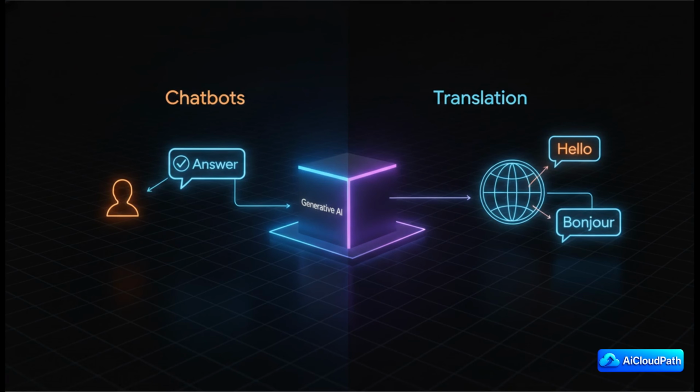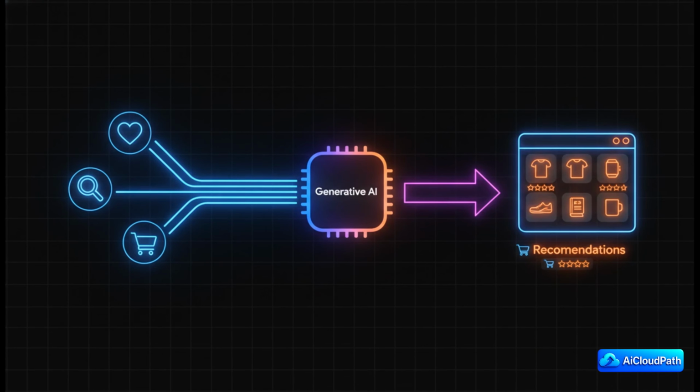But it's not just about pretty pictures. Gen AI is an absolute beast when it comes to language. It's the engine behind those super smart chatbots we're all starting to talk to. And it can translate between languages almost instantly, which is just incredible for breaking down communication barriers. And you've definitely seen this in action when you're shopping online. It's totally changing the game. Gen AI can look at what you click on and what you like to offer really specific, personalized product recommendations. It makes the whole experience feel like it was made just for you.